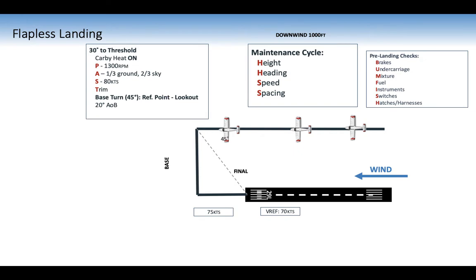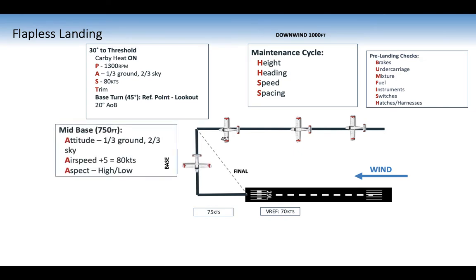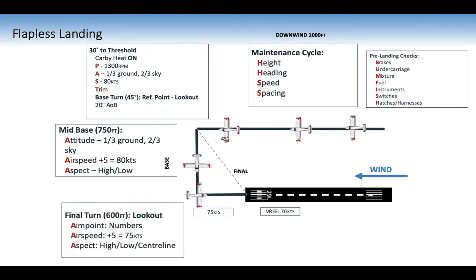And then the BUMFISH cycle on base is the exact same, but a little bit different. So attitude one-third ground, two-thirds sky. Airspeed, you're adding that 5 knots as your stall speed increases, so it's 80 knots, and aspect, judging if you're too high, too low, too close, or too far away from the runway. Make your turn onto final, so 600 feet approximately, or when you think you're at the correct aspect. Aim point will be about the numbers, since you've got a high nose attitude instead of one-third above the windscreen. Airspeed, you want 75 knots, and aspect, judging if you're too high or too low on the sight line.